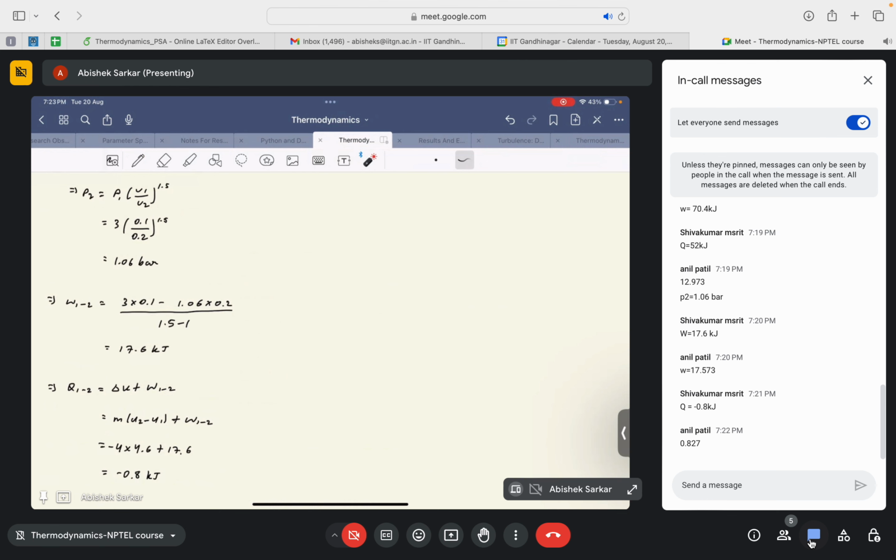Now, Q1 to 2, the net heat interaction, will be given by the net change in internal energy plus the net work interaction. So the net change in internal energy would be M into (U2 minus U1) plus work done from 1 to 2, where U2 minus U1 was minus 4.6. Why? Because they told us that the internal energy decreases, right? So it is 4 into minus 4.6 plus 17.6, which gives us Q, the net heat interaction from 1 to 2, is minus 0.8 kilojoules. I hope it is clear. Let us go to the next question.